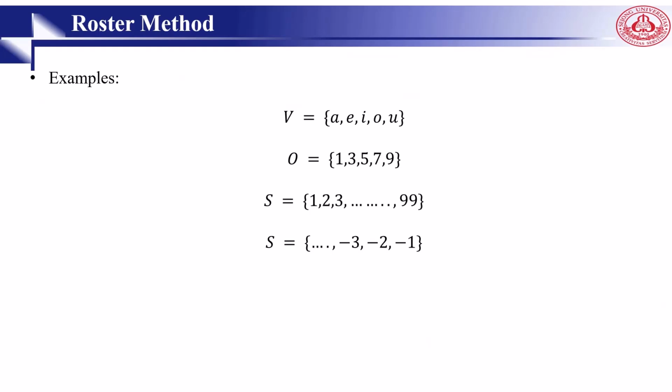Here are examples. The set of vowels in the English alphabet: A, E, I, O, U. The set of odd positive integers less than 10: 1, 3, 5, 7, 9. The set of positive integers less than 100: 1, 2, 3, ..., 99. The set of integers less than 0: from minus infinity to minus 1.